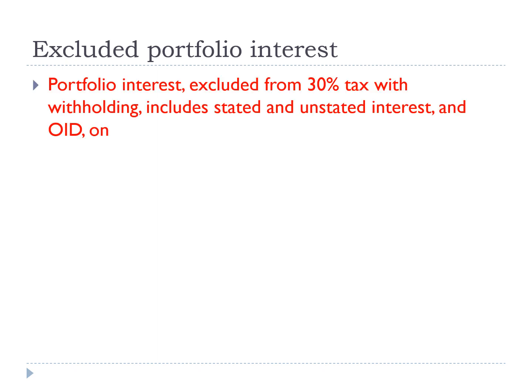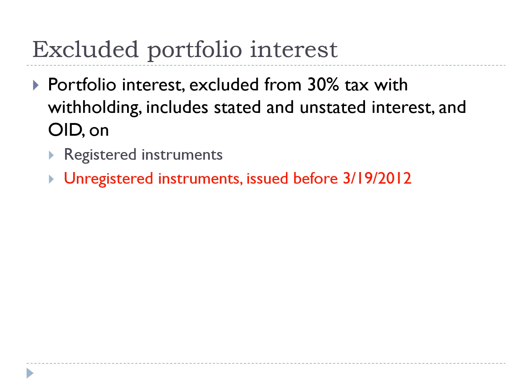Portfolio interest income is excluded from the 30% tax and withholding on non-business income. Portfolio interest, which is excluded from the 30% tax and withholding, includes stated and unstated interest and OID related to the following when received by a foreign person: debt obligations issued in registered form, and unregistered debt instruments that are designed to pay interest only outside the United States and only to foreign persons. These are known as bearer obligations, and this provision applies only to debts issued before March 19, 2012.